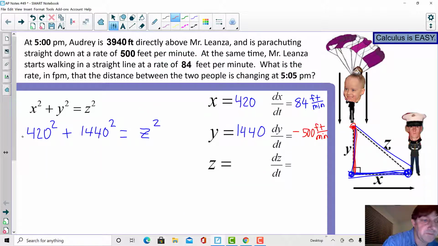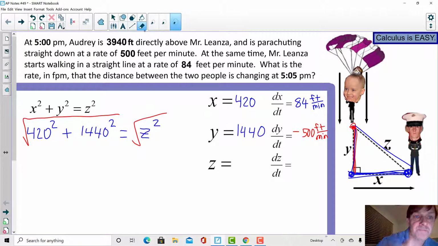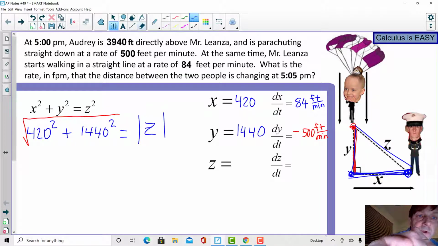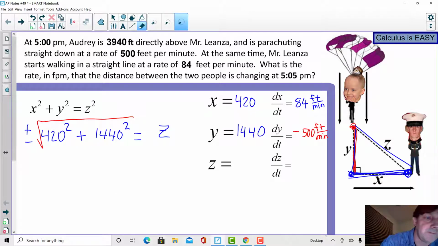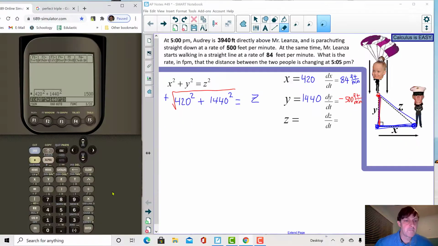Okay, we can solve this by doing the square root on both sides. The square root of z squared is just going to be absolute value of z. We can get rid of the absolute value if we do plus or minus, and we can move the plus or minus over to the other side. Of course, the side of a triangle can't be negative, so we'll just use the positive one. Let's plug this in a calculator. Our answer is 1,500, so z is 1,500.